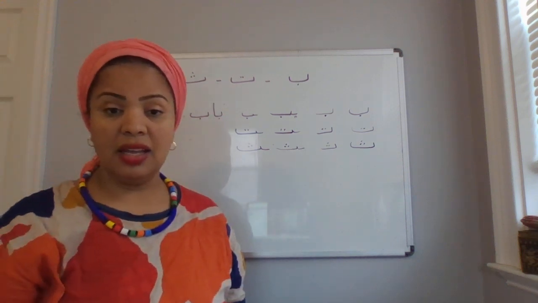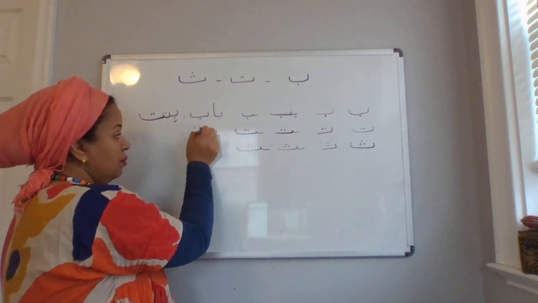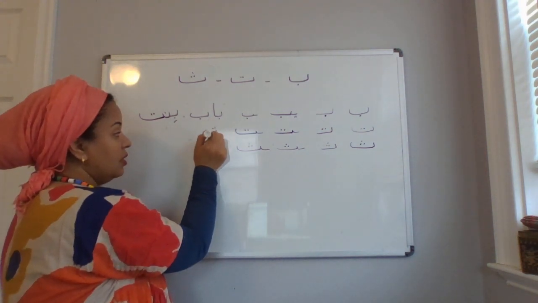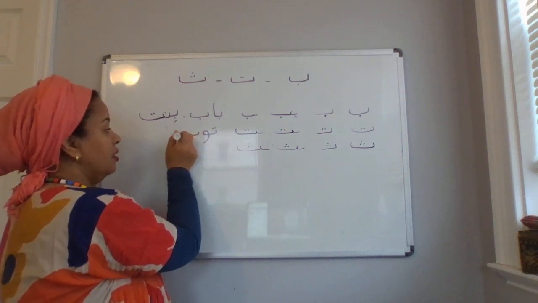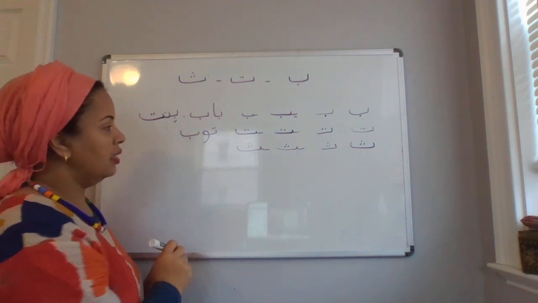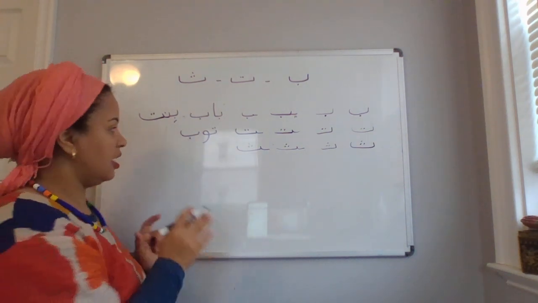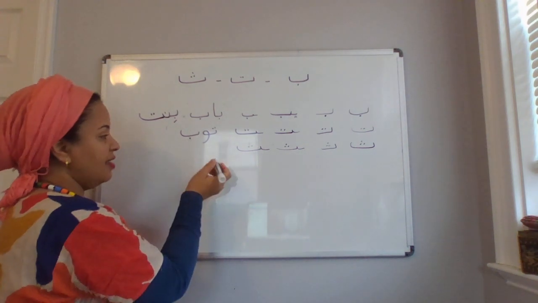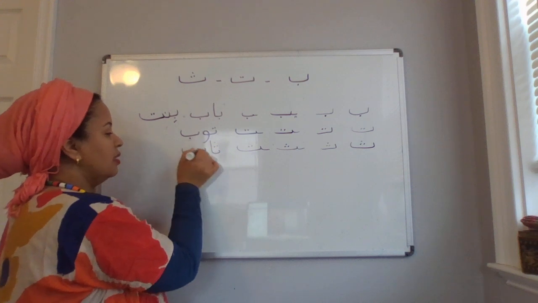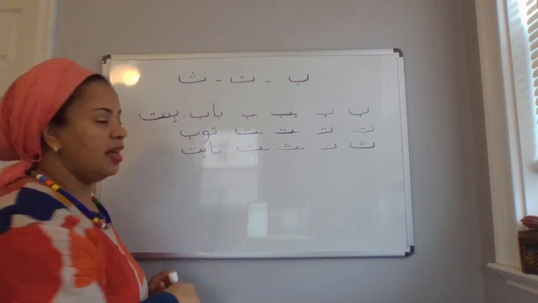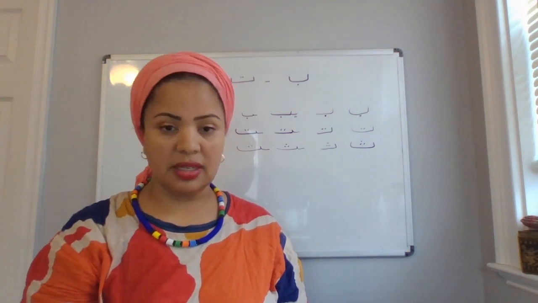Now tha as in thoob, tube. Tha is a connector. See, it connects, but oo, the long vowel oo, is a non-connector. So tube. So you see, it's not connected to the ba because it's a non-connector. Tha is in thabit, thabit. And these are the first set of consonants.